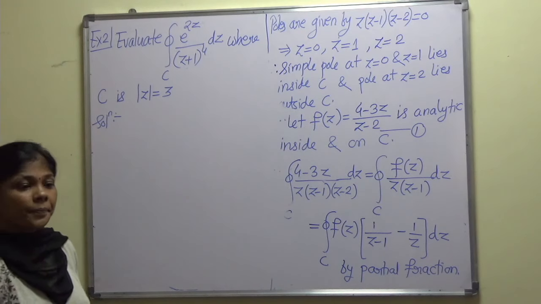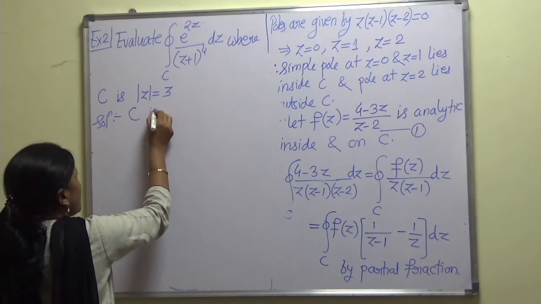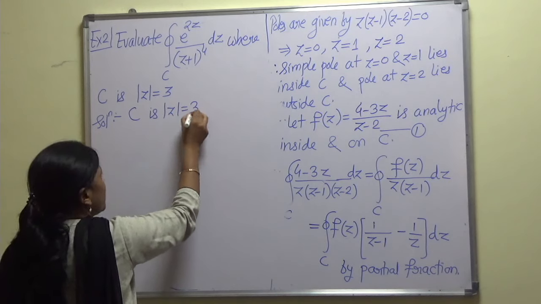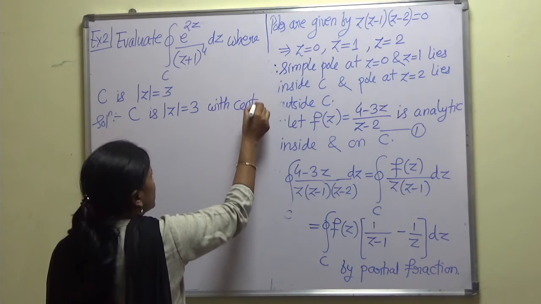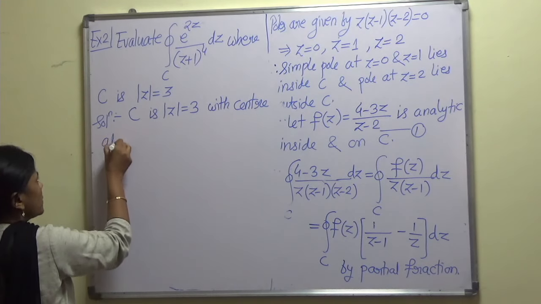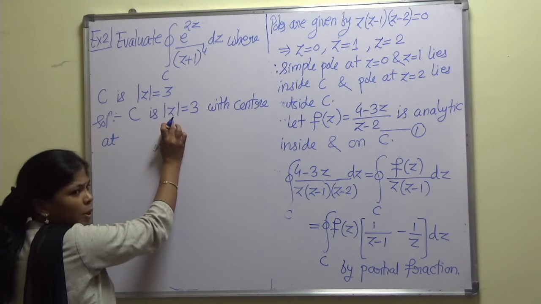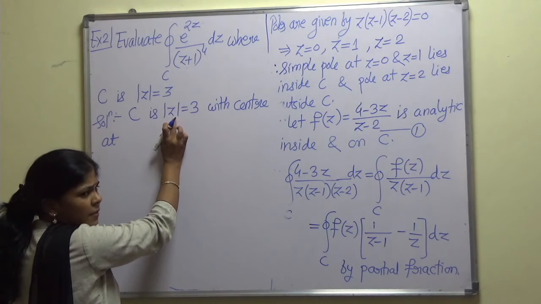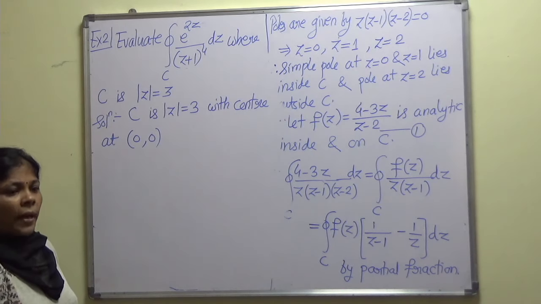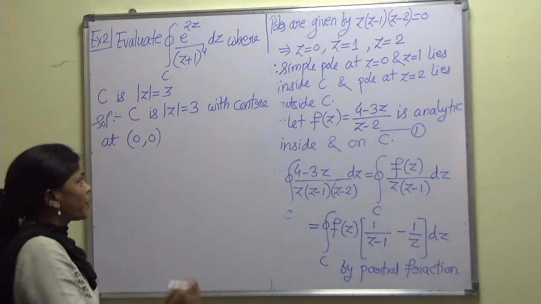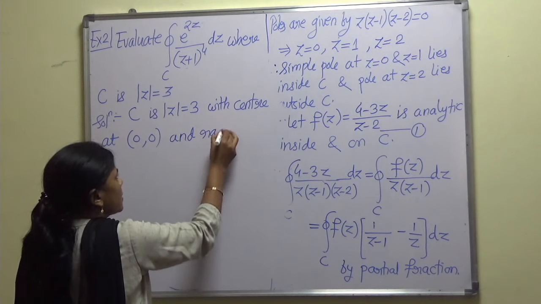What is the first step? The first step is to draw the circle, right? So c is mod of z equal to 3. What will be its center? In this expression on the left hand side, I am not getting any term in the modulus other than z. That's why the center will be 0, 0. The x as well as y coordinate of the center will be 0. And the right hand side is 3, so the radius is 3.